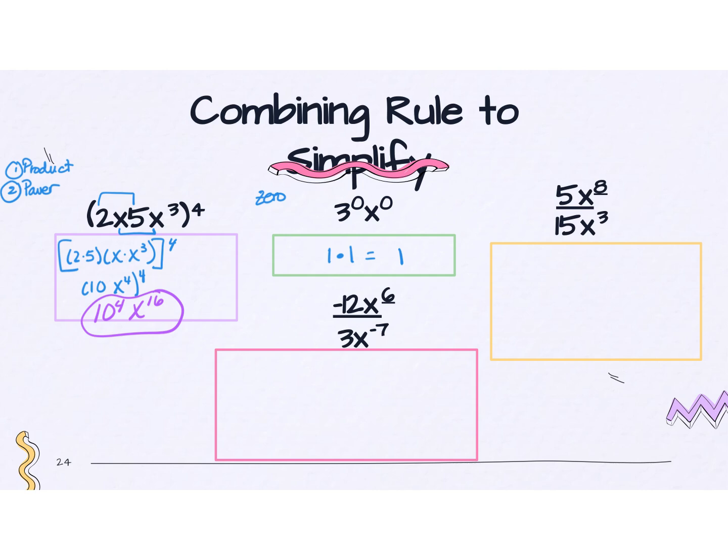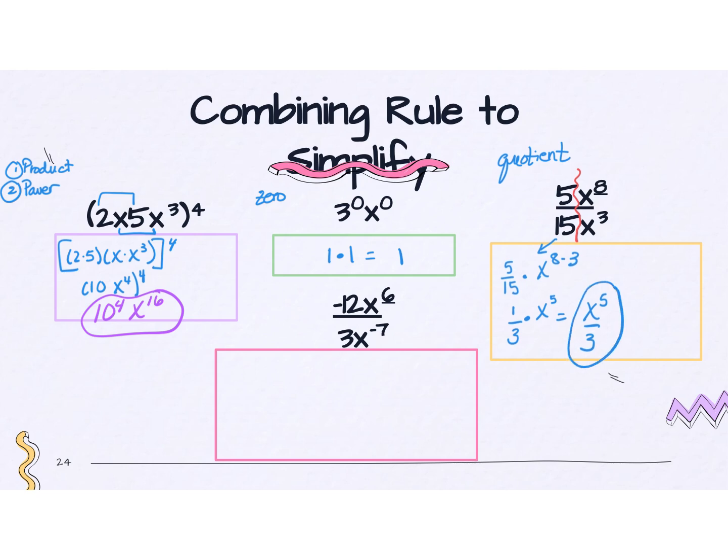All right, moving on. Now we're going to add our quotient. So the first thing I like to do is I put a divider in here and I set up my two individual problems. My first problem is going to be 5 over 15. My second problem is going to be x to the power of 8 minus 3. That's the quotient rule. 5 over 15 is 1 over 3. And then this becomes x to the power of 5. I put them together. 1 times x to the power of 5 is x to the power of 5 over 3. That's your answer.